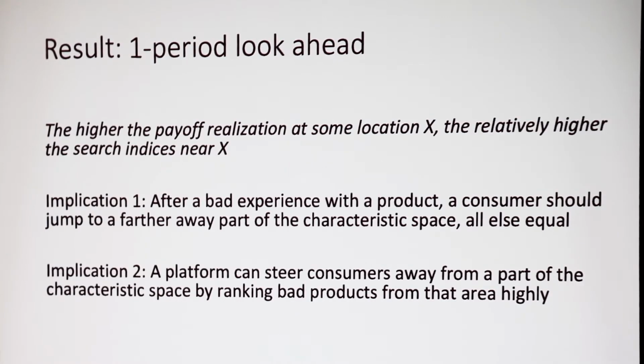What I want you to take away from the explicit characterization are two implications which we can then test with data. The first is the following. If I have a bad experience with a product, a consumer should jump away to a farther away part of the characteristic space, all else equal. I'm going to show you this for cameras in a second, thank you. And the characteristic space is going to be price and zoom.